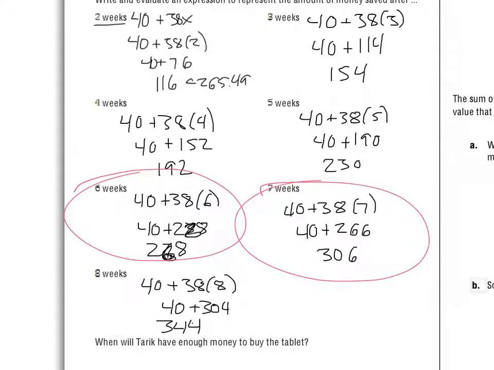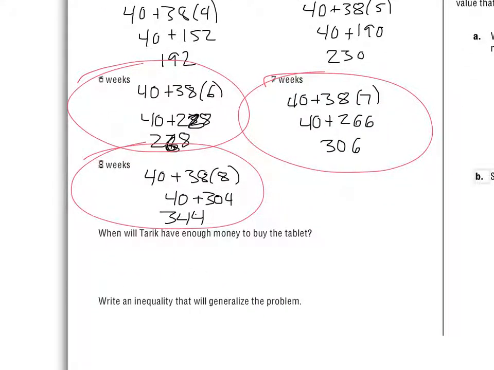7 weeks, he'll have enough money. 8 weeks, he'll have enough money. So to answer this question, when will Tariq have enough money to buy the tablet? Well, he'll have enough money to buy the tablet 6 weeks or later. So anytime after 6 weeks, he'll be able to purchase that tablet.